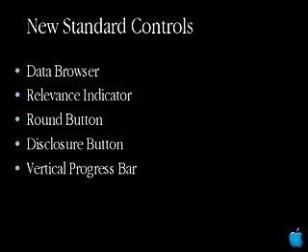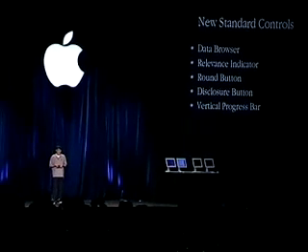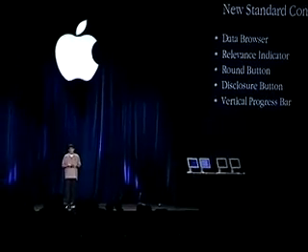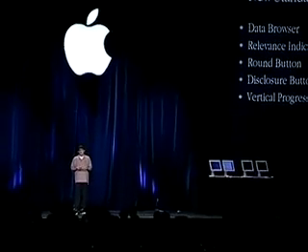The relevance indicator is a new control that's basically the result of the fact that the progress indicator is very different in Aqua, and it no longer works as a relevance control. So we've created a new control, and for example, this is used by Sherlock to display search results, to tell you how relevant each hit is to your search. The round button is basically intended as a navigational aid. We expect you to use it for things like back and forward and home.